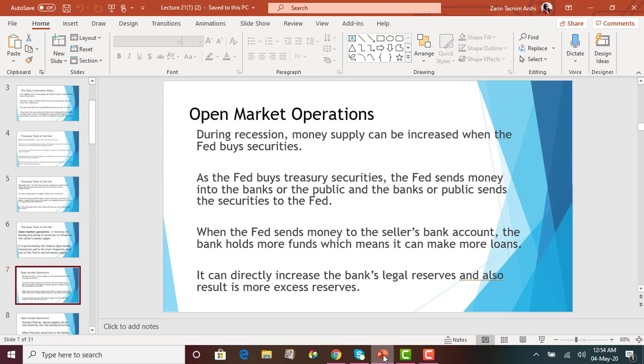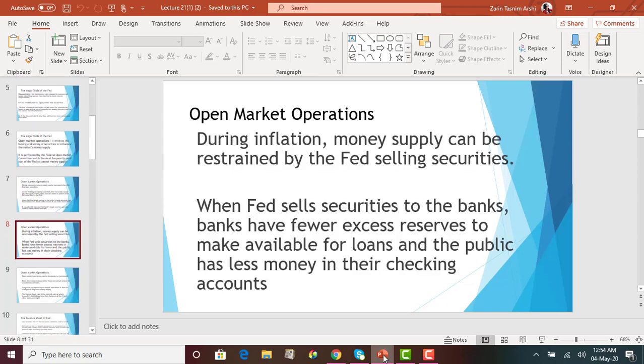Now the opposite is also true. During inflation, basically the Fed will sell securities, right? The securities or the bonds that they own as assets, they will sell those to the public and to the commercial banks. Now what happens when they sell them to the bank or public? The banks will start owning these assets or these securities, and in return they will have to pay money to the Fed. So what's happening? Money is going out of the banks and the people to the Fed's place. So it's going out of the economy into the Fed, so money supply is decreasing.